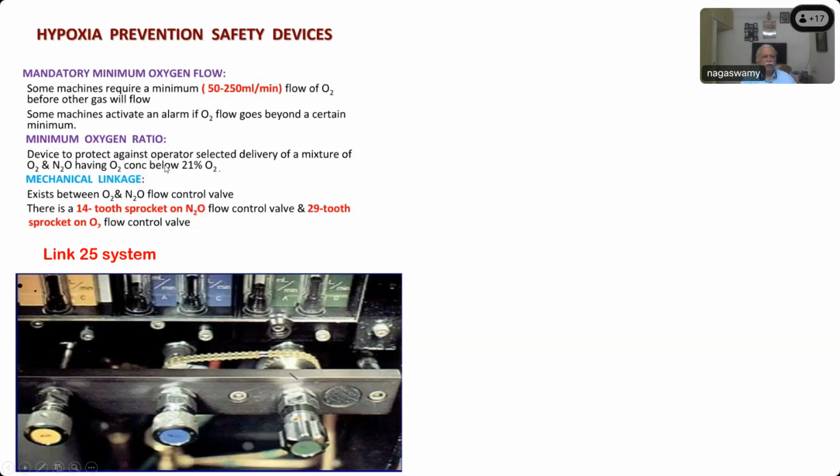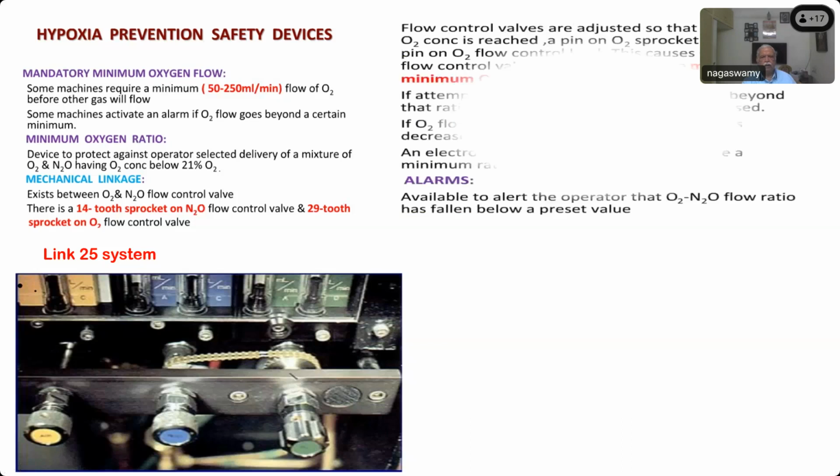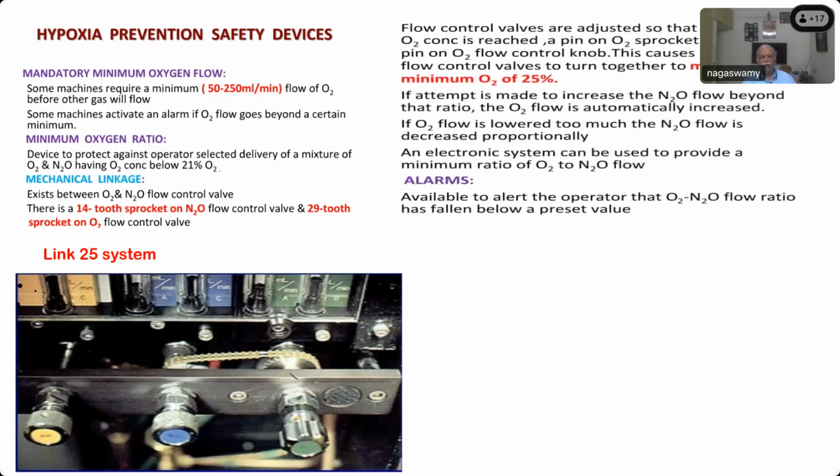Now, the minimum oxygen ratio is the one where you are guaranteed more than 21%. And this is by mechanical linkage. You will find there are two sprockets, one for oxygen and one for nitrous oxide. The nitrous oxide sprocket has fewer teeth, 14, and the oxygen has 29. So when you rotate oxygen, nitrous oxide will rotate only about half as much. So the amount of gas coming out will be less than what you release from the oxygen. That is how it works. So it always guarantees a minimum of 25%. If you answer that much, it is enough.